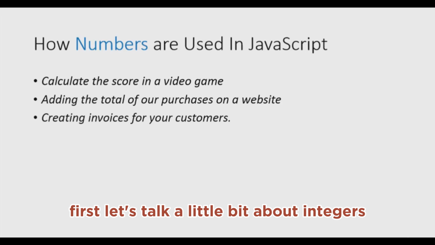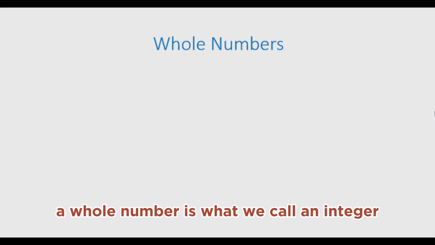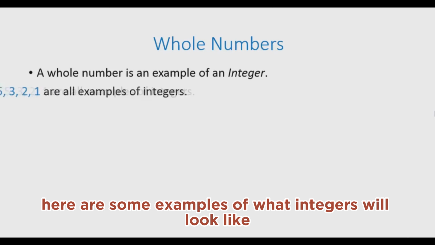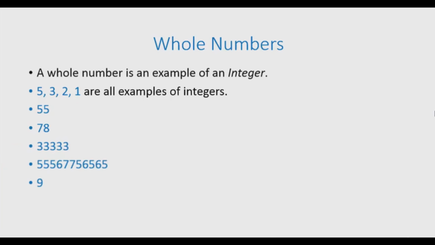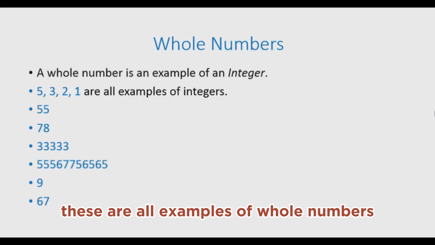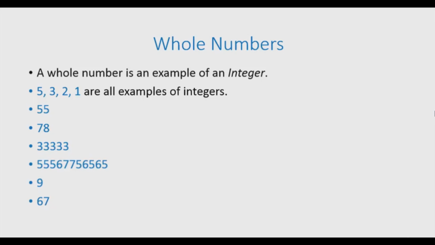First, let's talk a little bit about integers before we can move on. A whole number is what we call an integer. Here are some examples of what integers will look like. 55, 78, 33333, 9, 67. These are all examples of whole numbers, or what we call in programming integers.